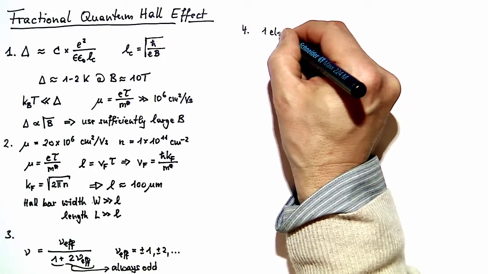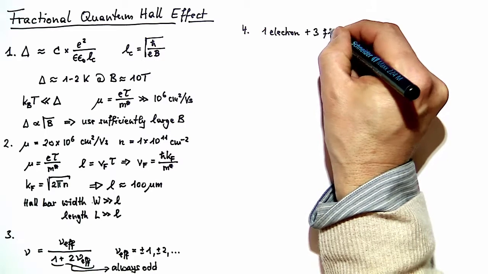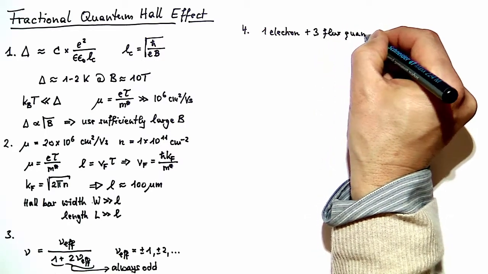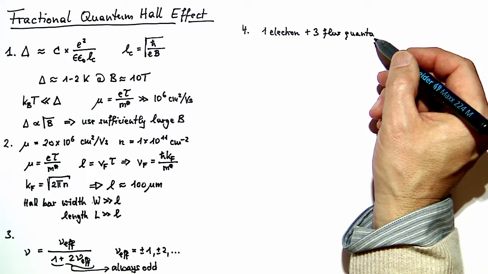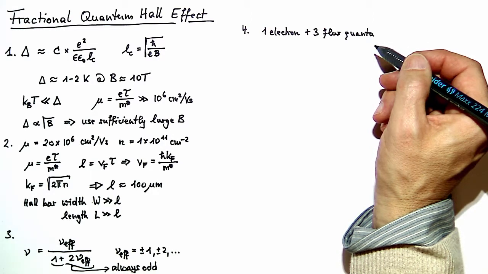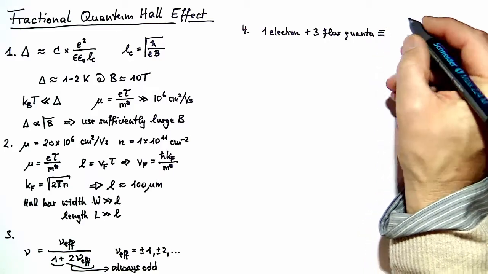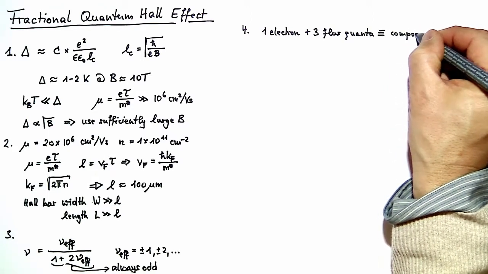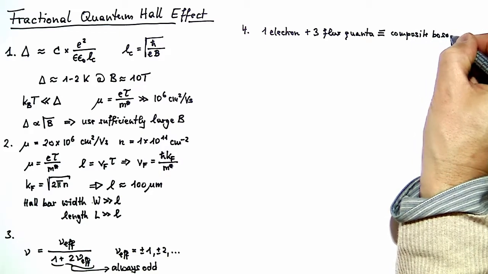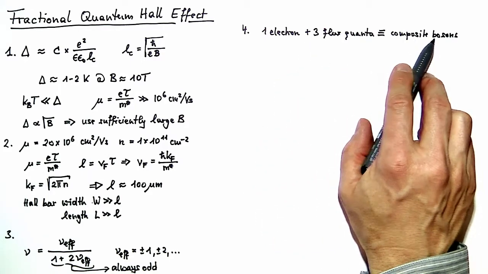was attached to three flux quanta in case of filling factor 1/3, or to 5 flux quanta in case of filling factor 1/5, and so on. So the basic idea here was that in these cases we talk about composite bosons, because the quasi-particle excitations of these states have bosonic character under the exchange of two quasi-particles.